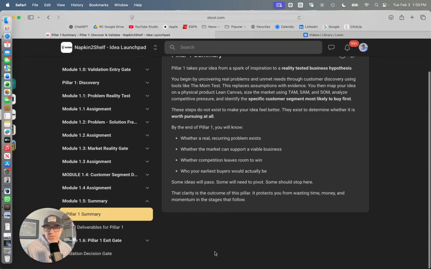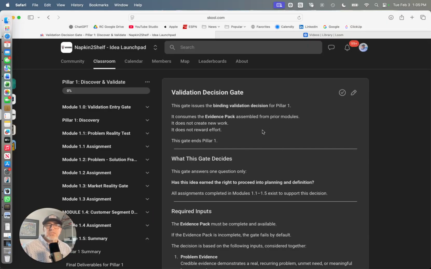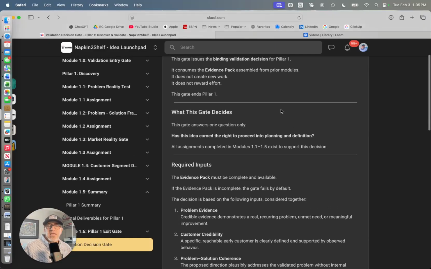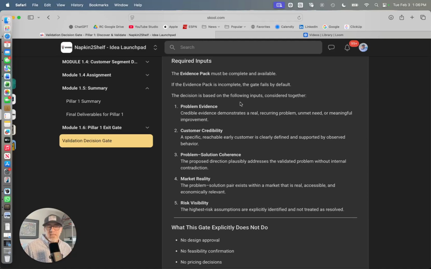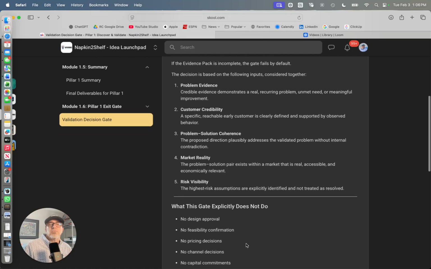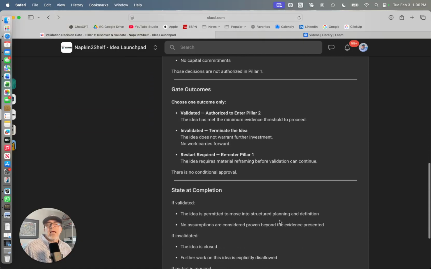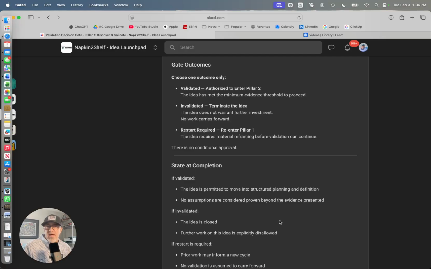And as with every module and pillar, we have an exit gate, and that is the validation decision gate. This gate determines whether your idea has earned the right to proceed in the planning and definition stage. There are required inputs that are called the evidence pack. The evidence pack includes problem evidence, customer credibility, a problem solution coherence, your market reality, and what is your risk visibility.